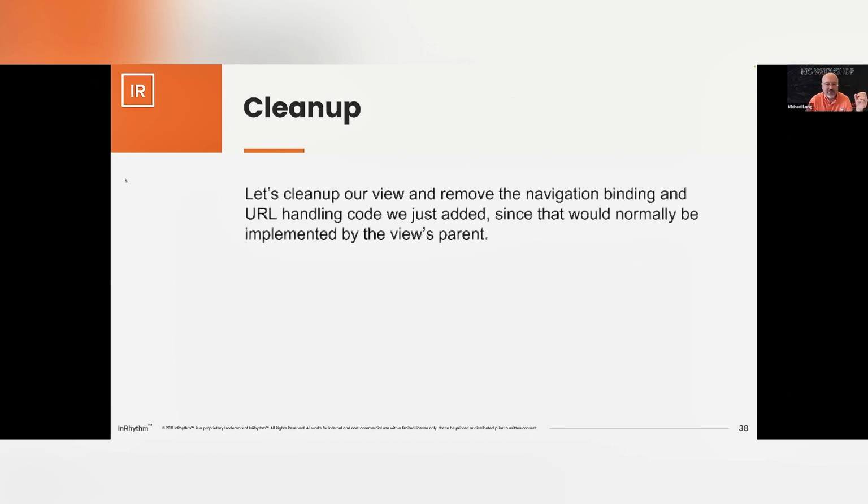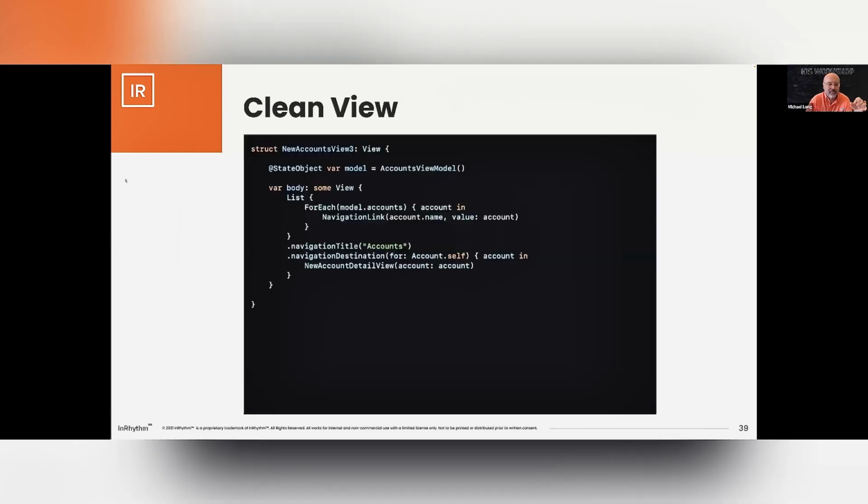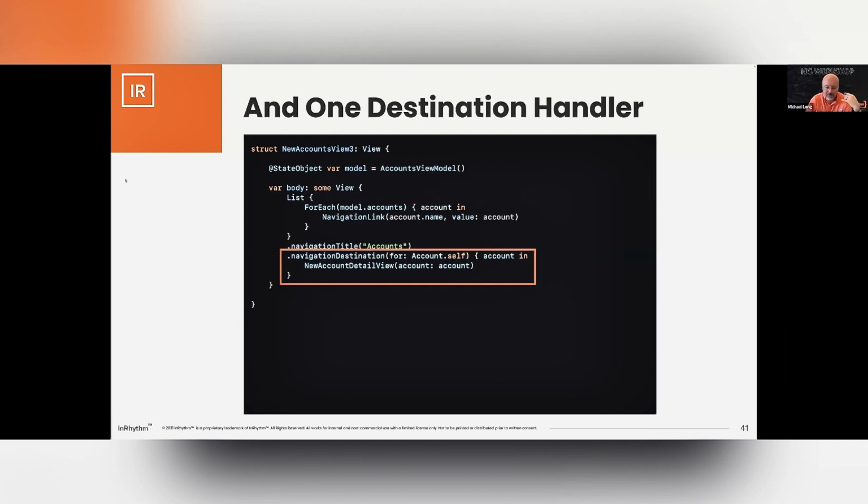So I'm going to clean up this code a little bit and remove the extra stuff we added just for a demo and let you look at this. So this is really all the view needs to do. It basically says, hey, I have a for each list. I'm going to walk through my accounts. Here's a navigation link. If they click on it, put the value on the navigation stack. And here's the view that you should display when they do that. It's pretty simple and straightforward.